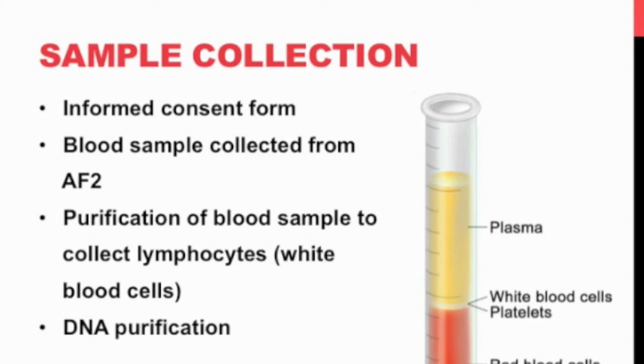In order to collect a blood sample, we had our donor fill out an informed consent form. A blood sample was then collected from the donor, who we refer to as AF2. We purified the blood sample to collect the lymphocytes, also known as the white blood cells. The white blood cells were purified to collect the DNA.